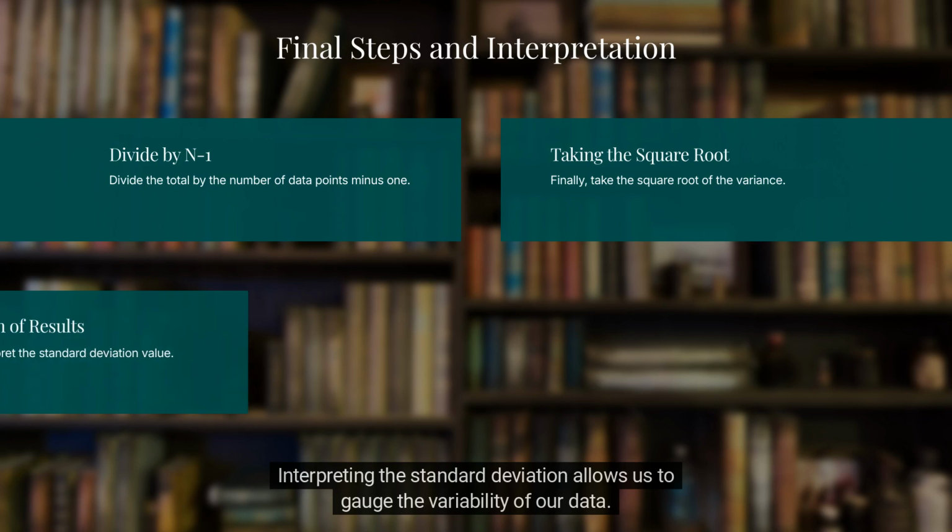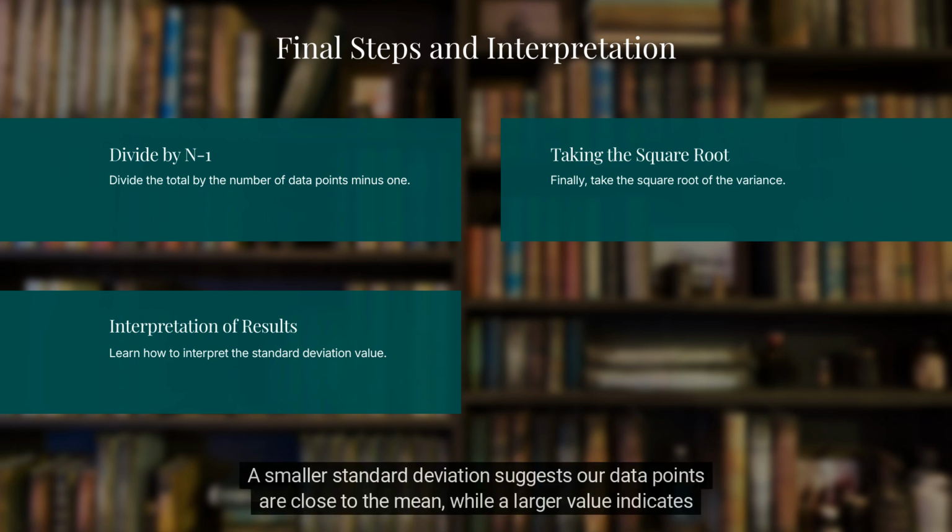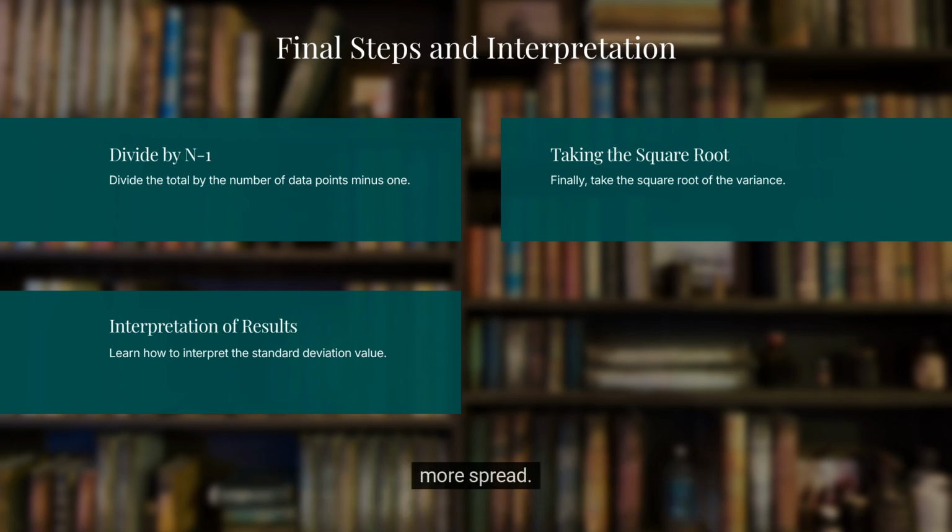Interpreting the standard deviation allows us to gauge the variability of our data. A smaller standard deviation suggests our data points are close to the mean, while a larger value indicates more spread.